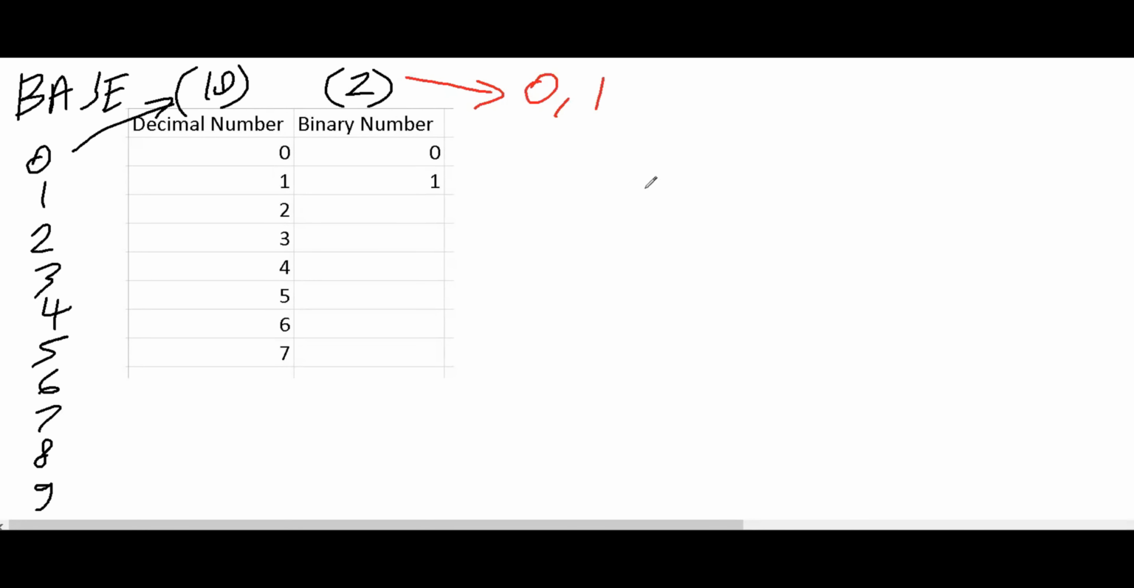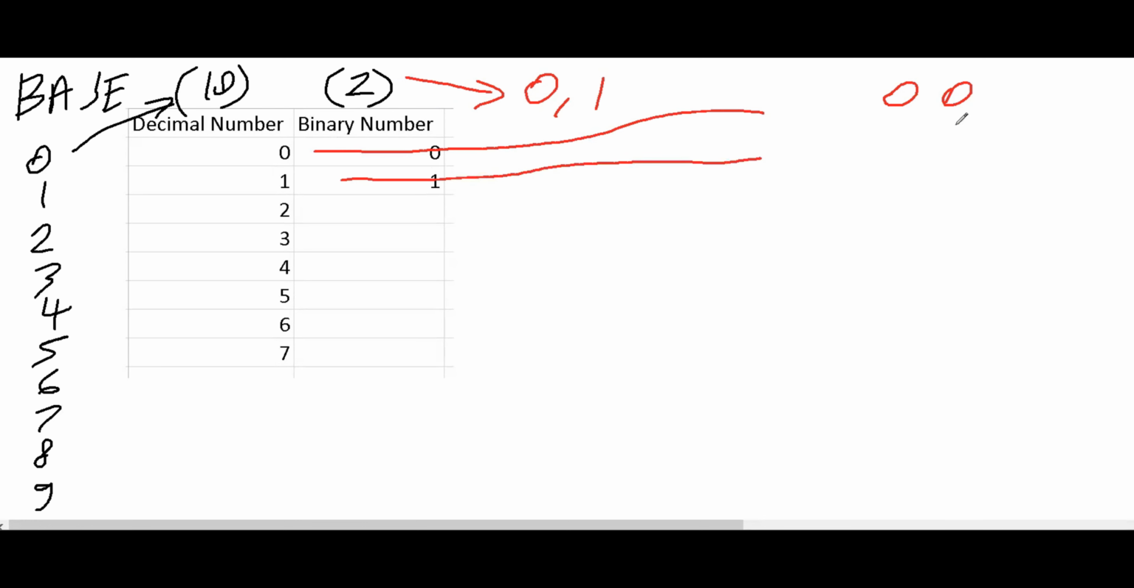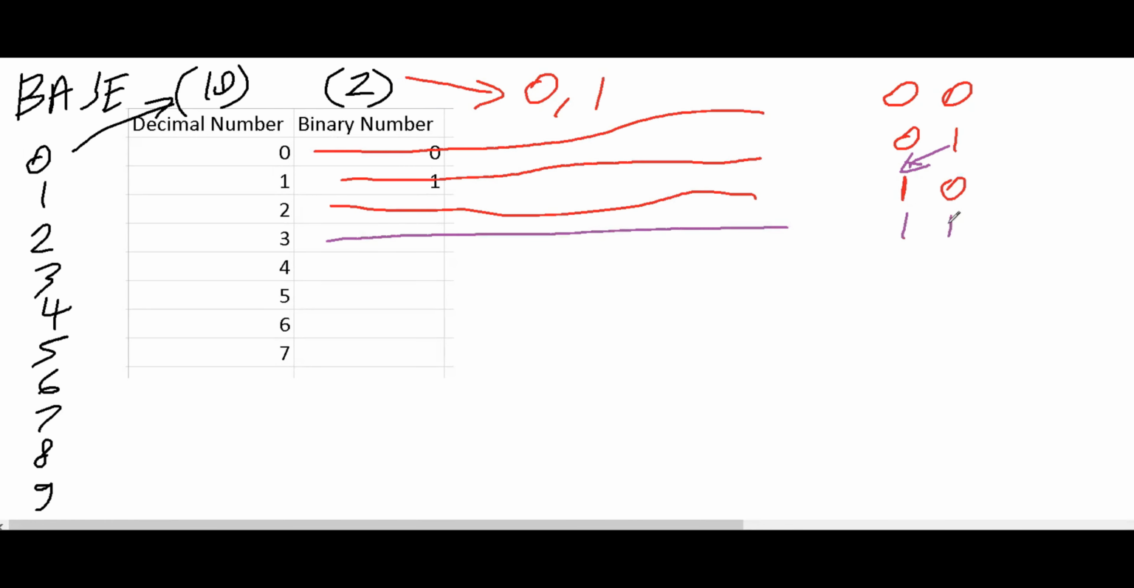Only 0 and 1. Okay, so if it is 0, I will write 0 0 0, and if it is 1, I will write 0 0 1. And if it is 2, I will write 0 1 0, because this 1 will be shifted here, and this will become 0. Then for 3 it will be again 0 1 1, then for 4 this will become 0, this will become 0, and this will become 1.